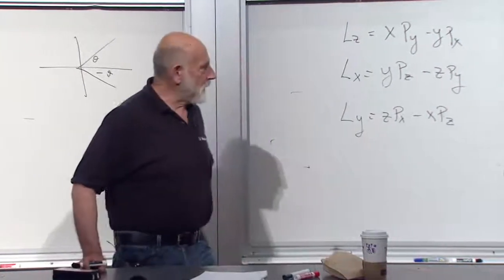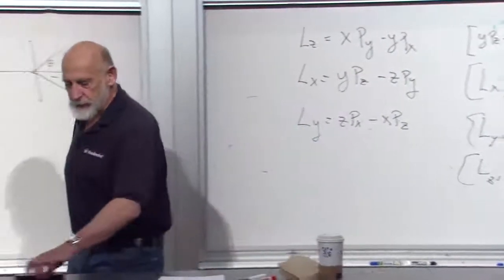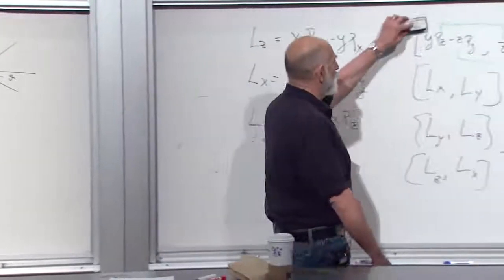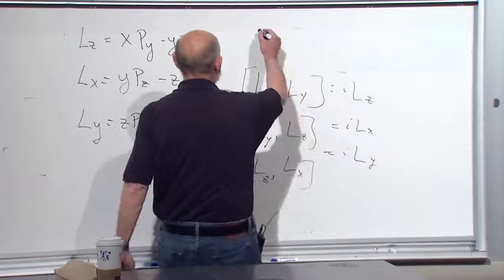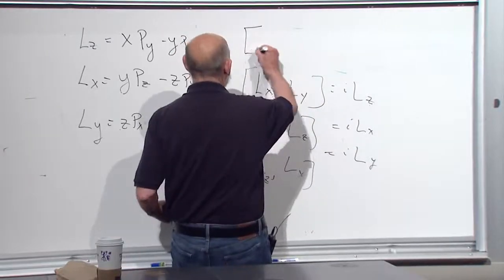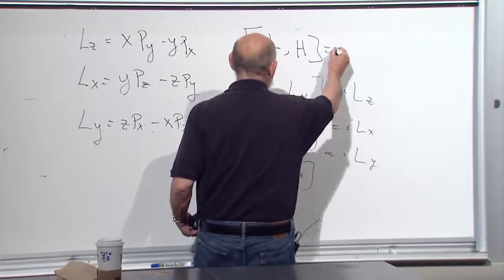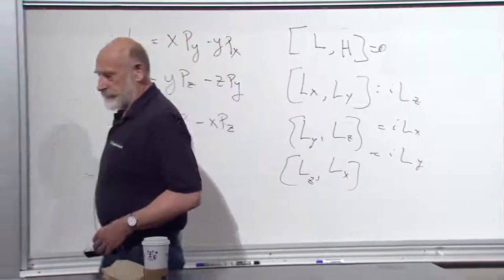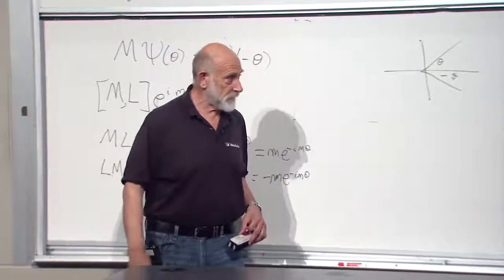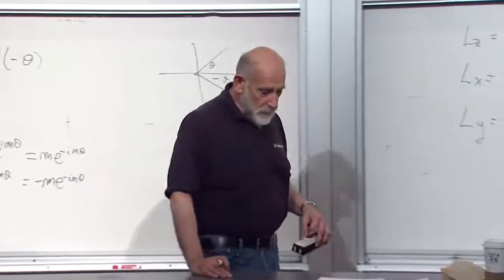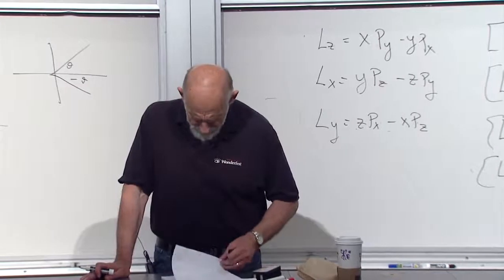Okay, so where are we? We have this nice collection of algebraic relations, including 3 more, but I'll just write them as 1 more. The commutator of any component of L with the Hamiltonian is equal to 0. Which means that the 3 components of angular momentum are conserved. Okay, what can we do with that? Well, a lot.